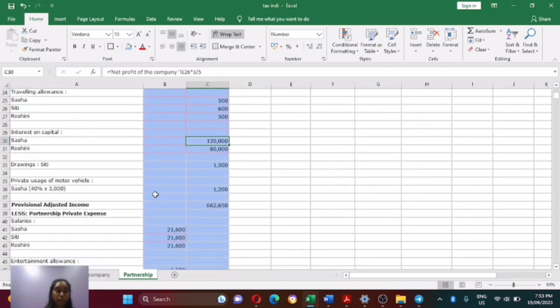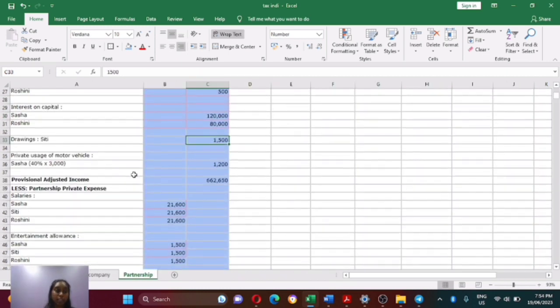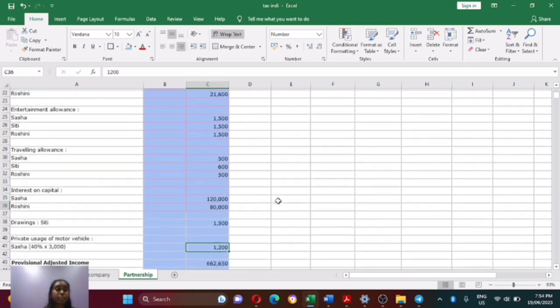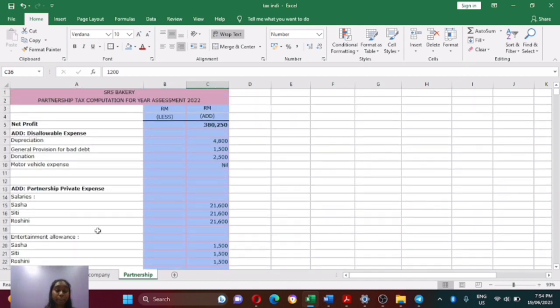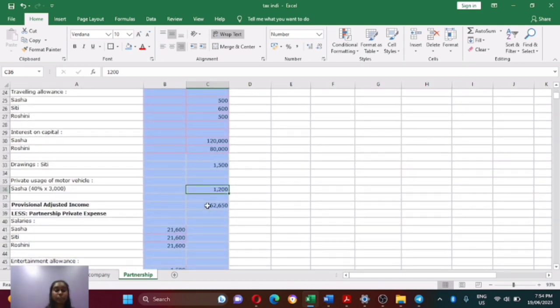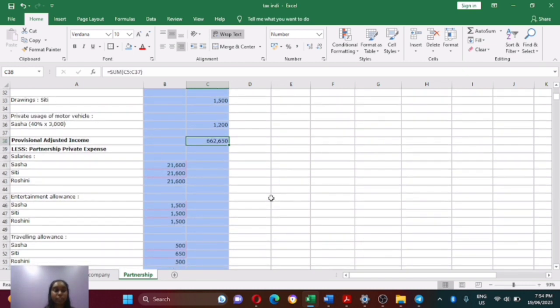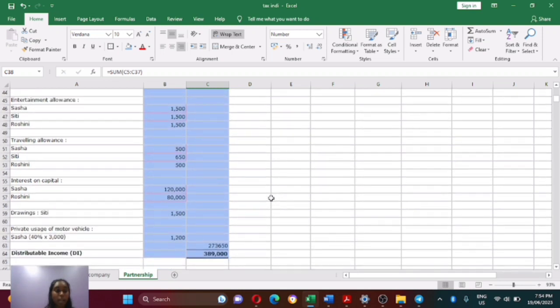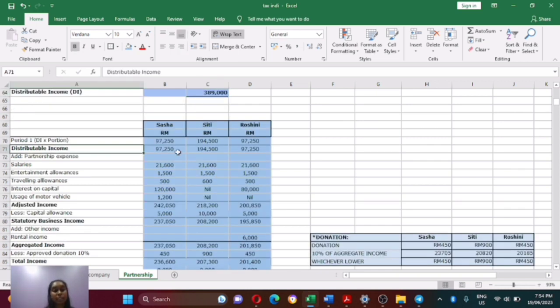After the interest on capital, Siti has drawings. The drawings are 1,500, and like I said before, there is a private usage from Shasha, which is 1,200. After adding all the partnership private expense, we get the provisional adjusted income. After that, we have to less the partnership private expense as well. Whenever we deduct all the partnership private expense, we get the distribution income. So here is how I calculate the distribution income.